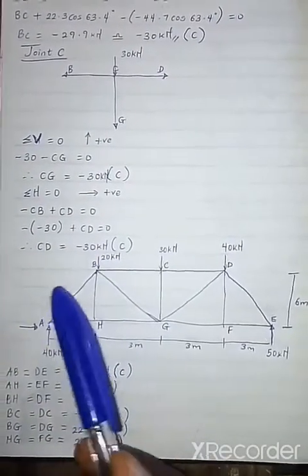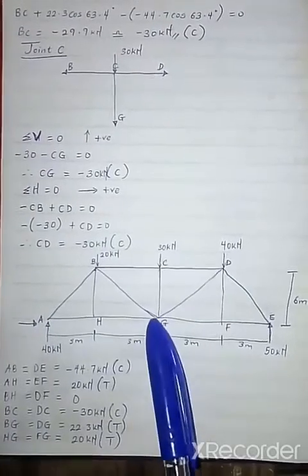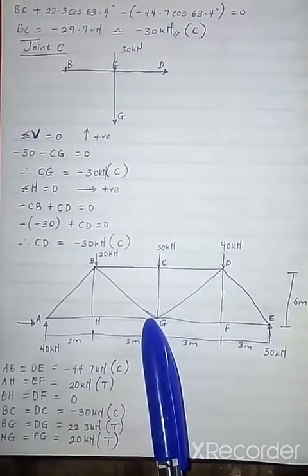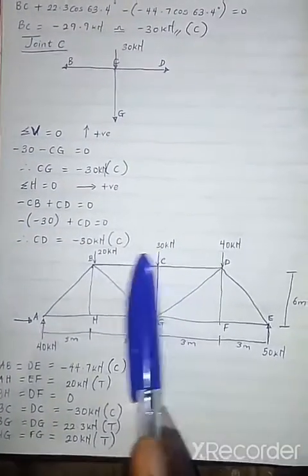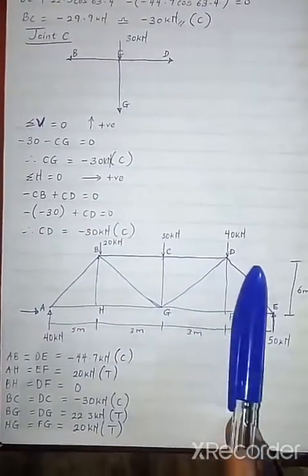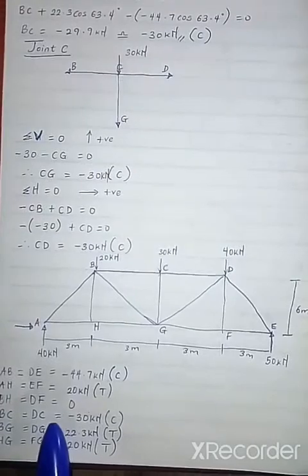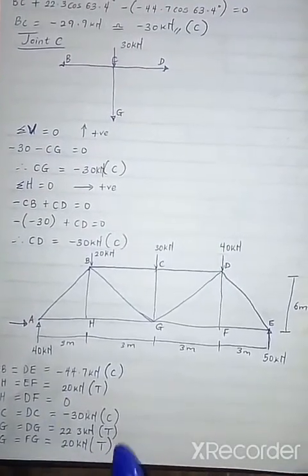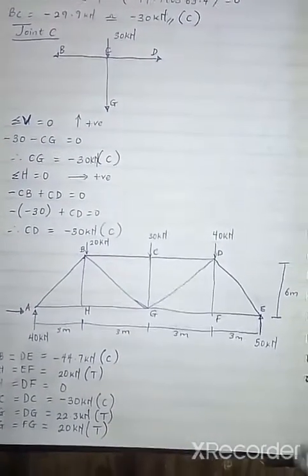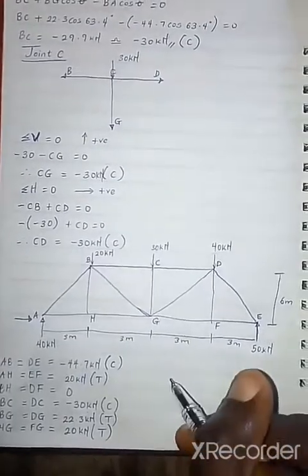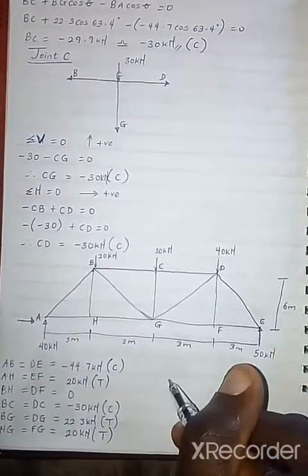So I told you the truss is symmetrical. That means what we get here is equal to what we get here. So here is this, I've simplified it for you, so just go through it. Then we show, indicate whether there is tension or compression on the diagram.